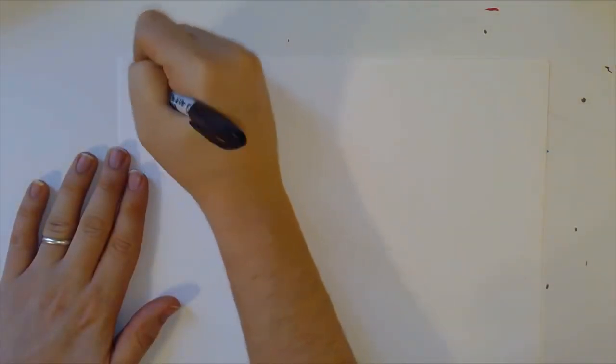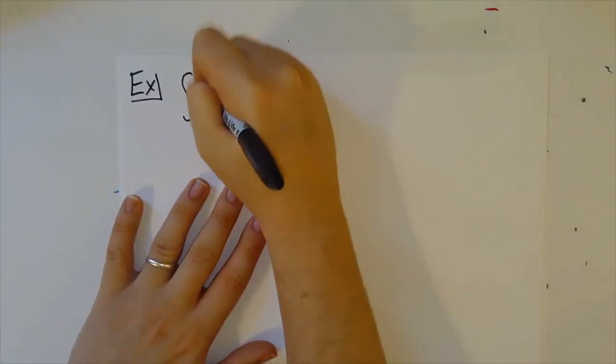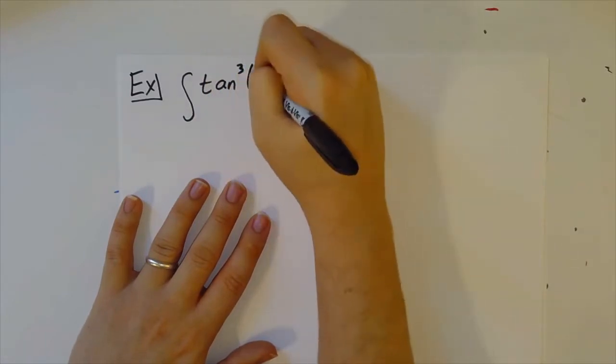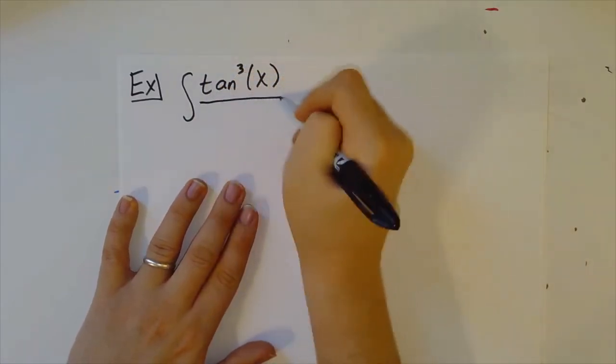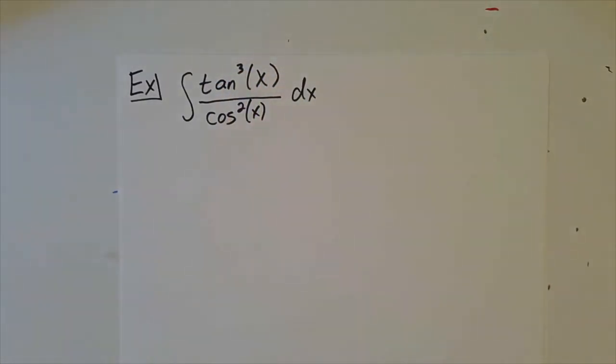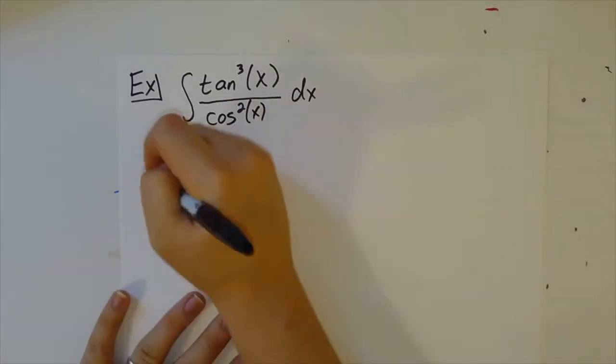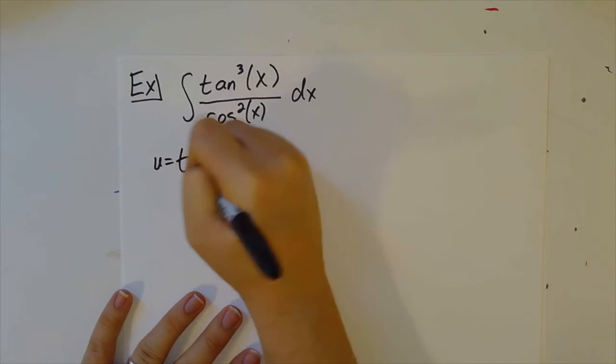So speaking of trying a bunch of different things, I want to do an example where I think it's not super clear from the beginning what the correct u is. So I'm going to take here the integral of tangent cubed of x divided by cosine squared of x dx. And I want to notice there's a lot of different things here that are sort of inside functions. I can see at least 4 things I might take.